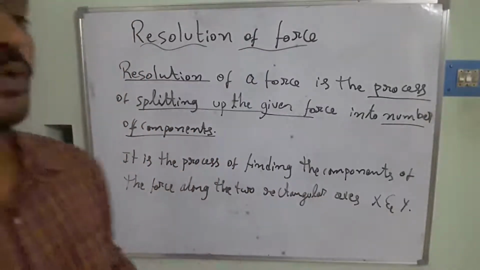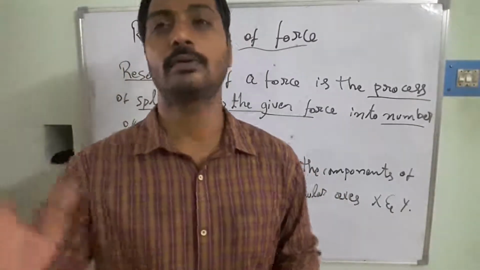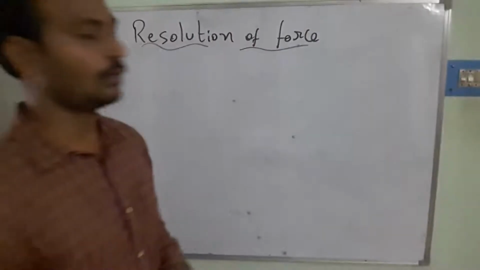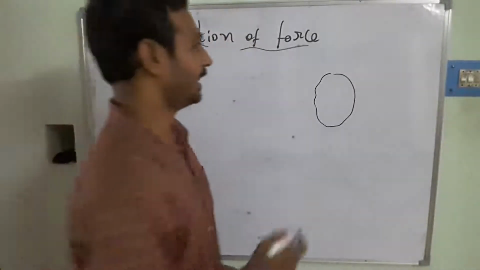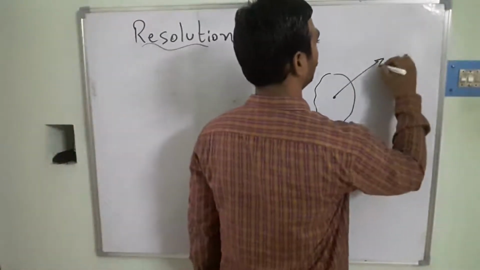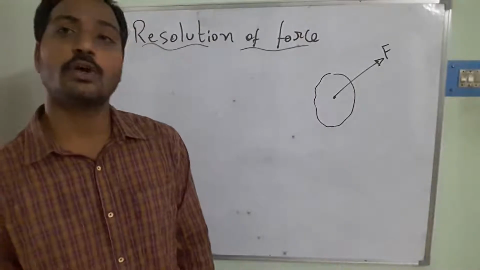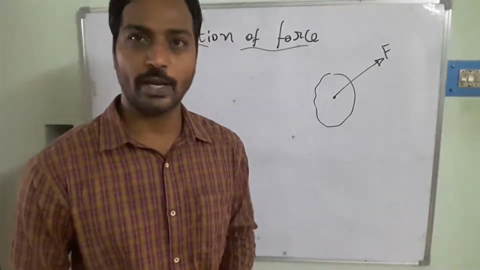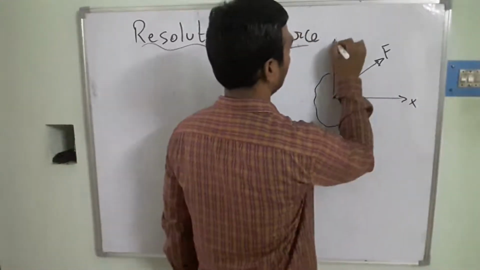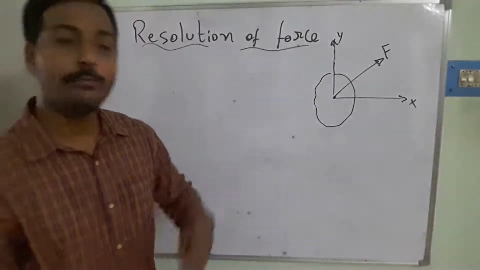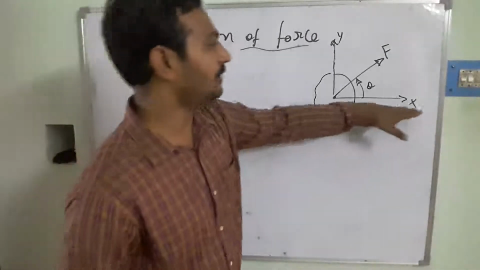Here I am going to give one example, where a force is acting through a point, and we will find how to resolve it. I am considering a rigid body of irregular shape. One force is acting in this direction, and we need to resolve it into an x component as well as a y component. For this I take the axes, the x direction and the y direction, and assume that the force makes an angle theta with the horizontal surface.